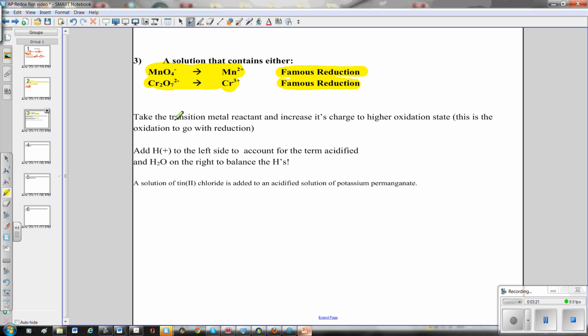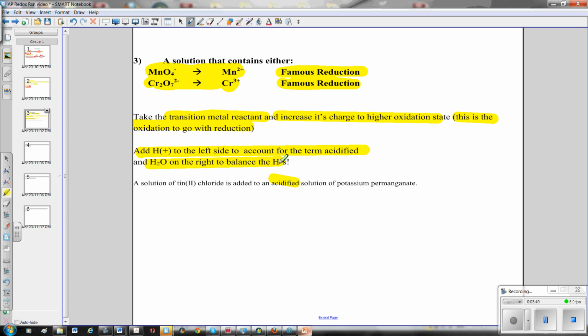So whatever transitional metal they're going to mention, because they'll always use the transitional metal, you're going to increase its charge from the left side to the right side. That's your oxidation. That's where it comes from. The terminology they use is they use acidified in the problem. That's how you recognize it. In order to account for the acidification, you're just going to add an H+ to the left, and then to balance it out, you finish off with a water on the right.